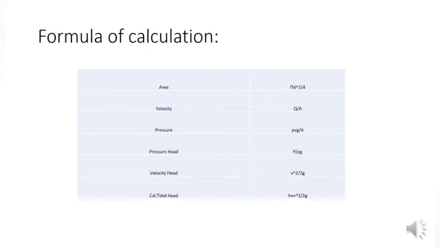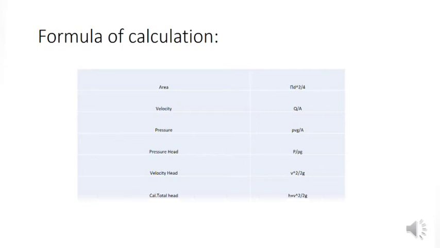The pressure head we use pressure, static pressure over rho g. Okay, the velocity head we calculate with the formula V squared over 2g, and the next formula is the calculated total head, which is H plus V squared over 2g.